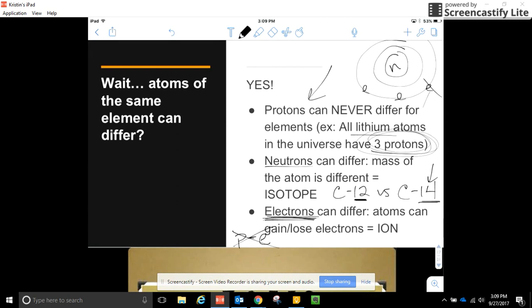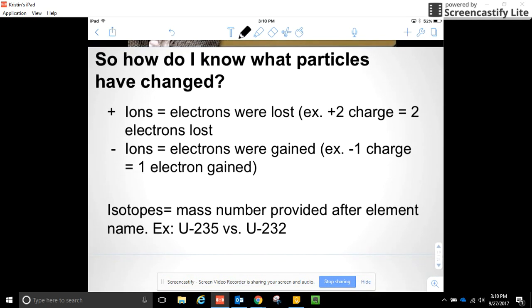When we have the protons and electrons not being equal, that is what we call an ion. So it's going to make the overall atom either positively charged or negatively charged. And we're going to see that in a second. So how do we know if we have subatomic particles that have changed within that atom?